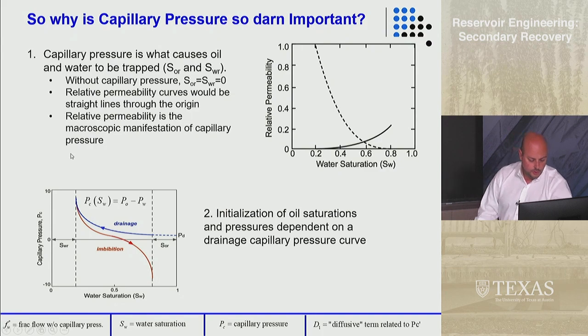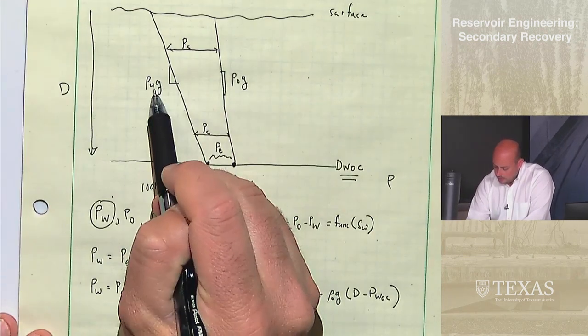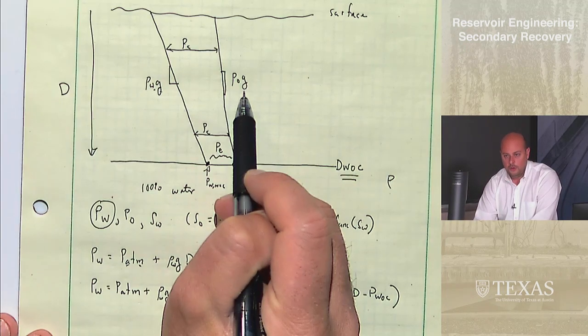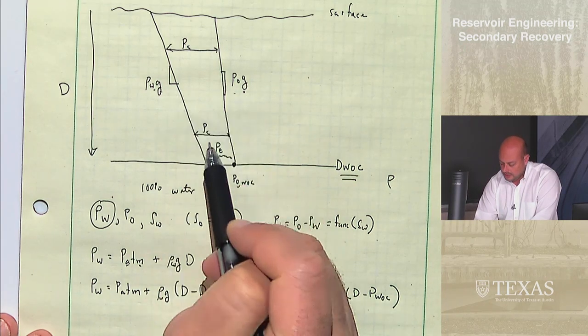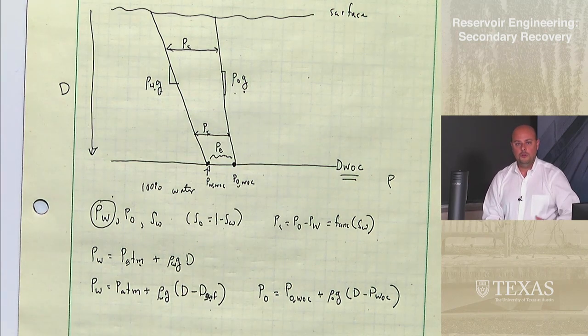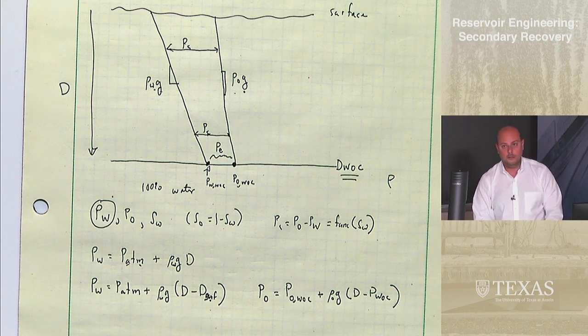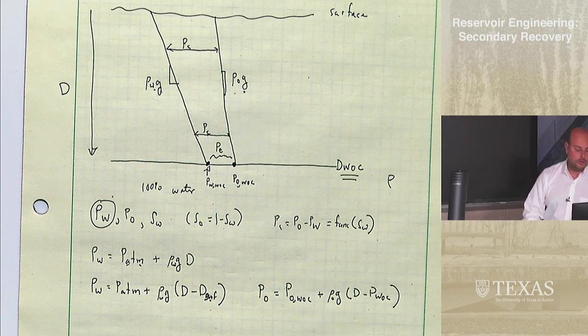So what you do is, once you've got your water pressure and oil pressure, you can take the difference and get the capillary pressure. From the capillary pressure curve, you can determine the water saturation. So then you have the water saturation at all depths. So now you get the water pressure at all depths, the oil pressure at all depths, and the water saturation at all depths. And then you know your initial conditions.